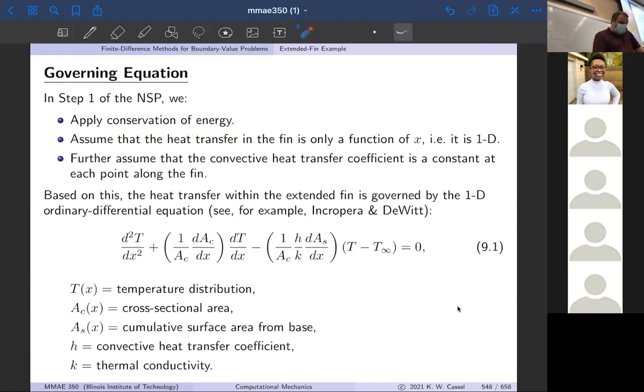We're going to assume that the fin is one-dimensional. So in other words, it's only a function of x. And anytime someone says, well, let's make this assumption, you should stop and think, is that a good assumption? Does that assumption make sense? Is it an appropriate assumption in my engineering judgment?